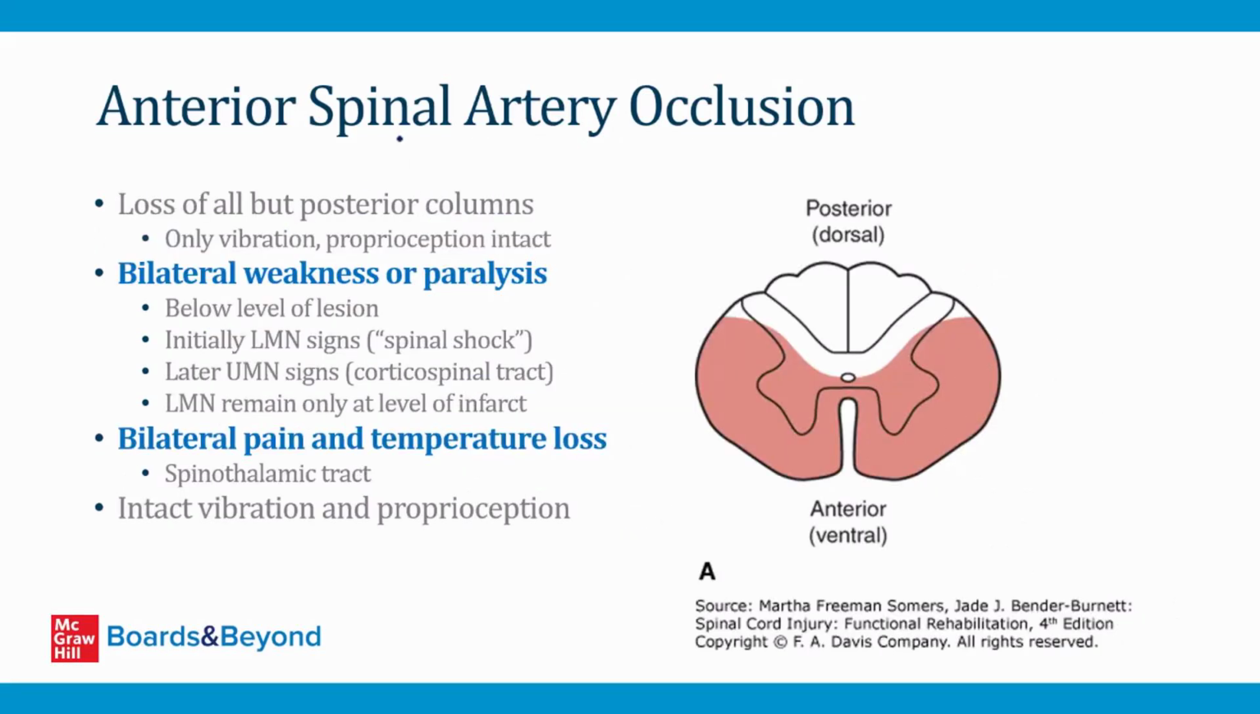Let's talk about the clinical features you would see in someone who has an anterior spinal artery occlusion. Basically, everything shown in red in this diagram is going to have ischemic damage. The only thing that's going to be spared is the posterior or dorsal columns. They get their blood supply from the posterior spinal artery. So vibration and proprioception will remain intact. But outside of this, you will see bilateral weakness or paralysis below the level of the lesion.